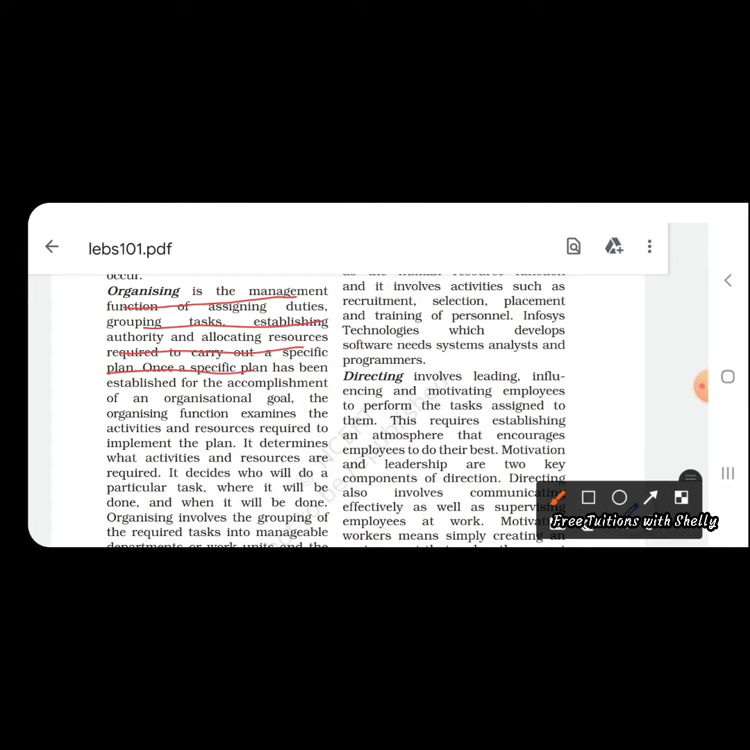What activities and resources are required, who will do a particular task, when it should be completed, how it will be done, all these are organized in a systematic manner. This function is known as organizing.